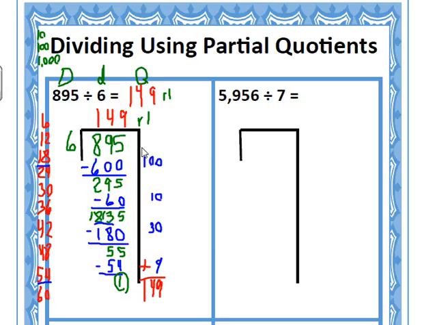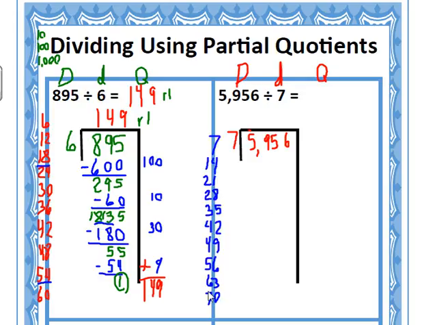All right, so let's look at this next problem here. 5,956 divided by 7. First of all, our dividend is the 5,956. Our divisor is 7, and our quotient is what we're looking for. So what is that quotient? So the first thing we're going to do is put our dividend under here and our divisor to the side here. And we're ready to divide. Oh, almost. Let's write all our multiples of 7. Okay, there we go. And now we're ready to divide.